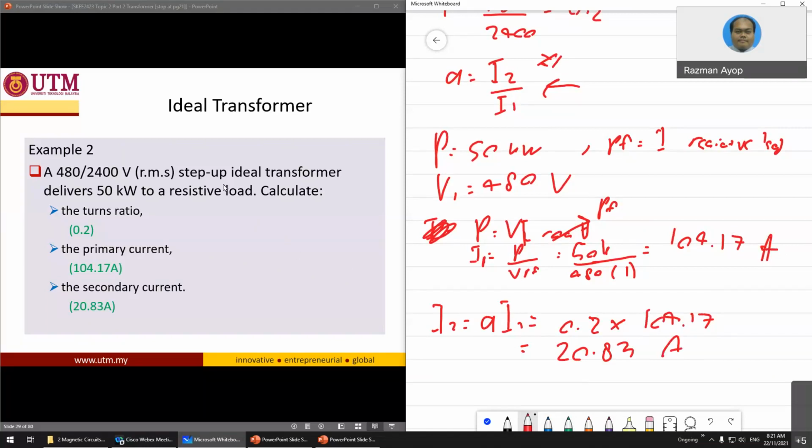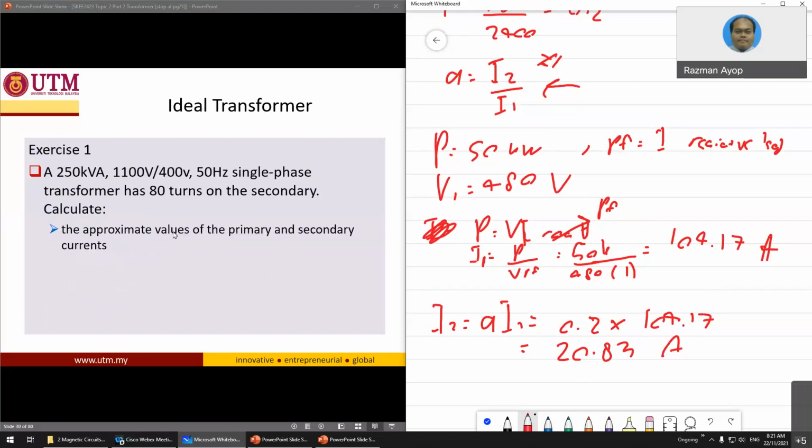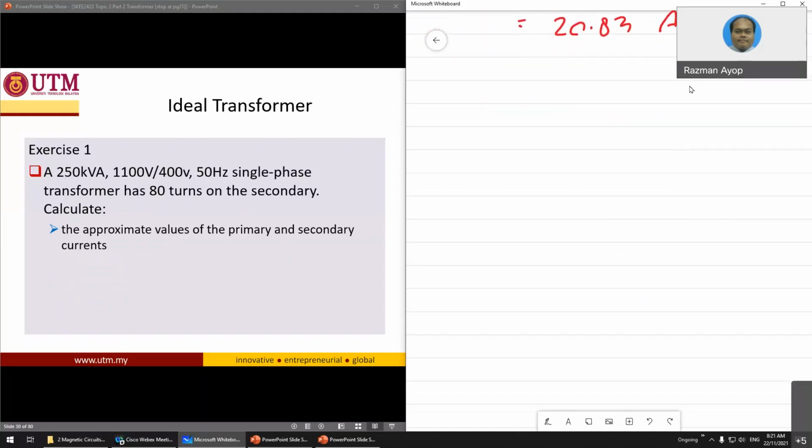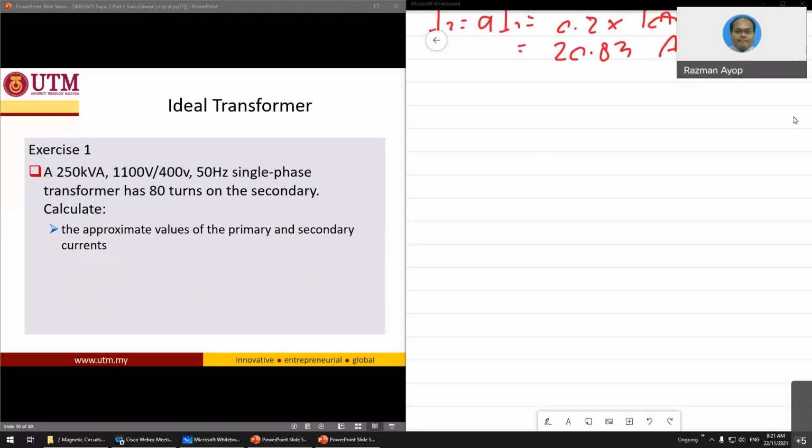So this is how you calculate the parameter, the current and voltage of the ideal transformer. Okay, here is another example. So somebody can try.